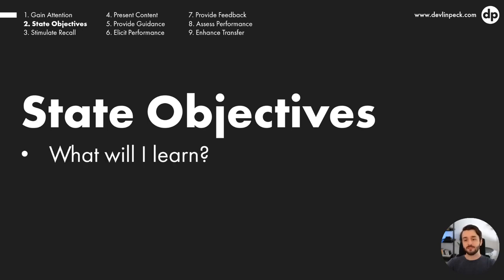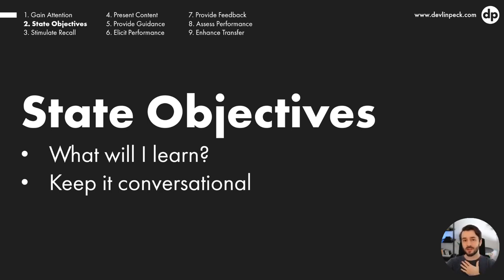The next event is to state objectives. So you really want to answer the question, what are the people going to learn in this learning experience? What are they going to accomplish by the end of this? And the biggest mistake people make here is they present the very dry Bloom's taxonomy learning objectives that you would use to guide your design. You don't need to present your instructional design objectives to your audience. Those are for you to make your design decisions.